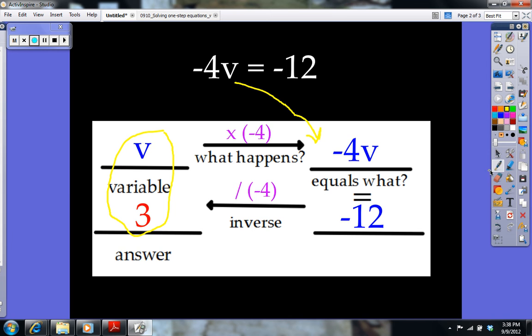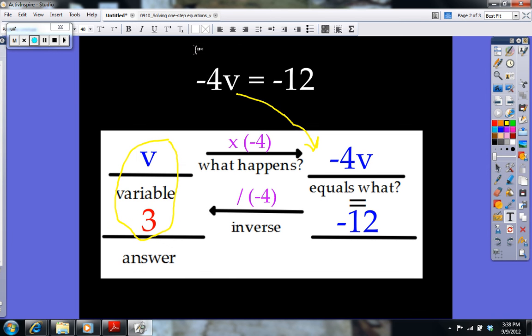We check by substituting 3 back into the original problem. So it would be negative 4 times 3. Negative 4 times 3, does that equal negative 12? If you try that out, you'll see that it is correct. We found the right answer. And we're done.